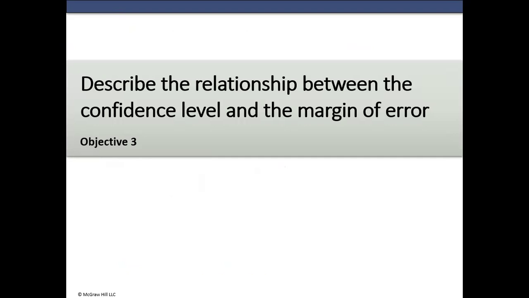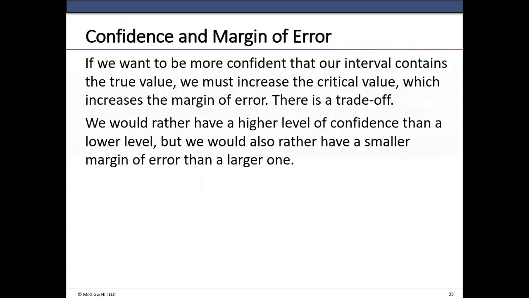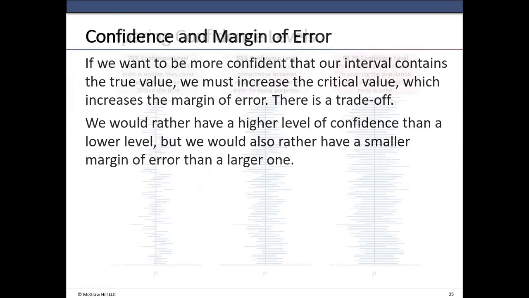Describe the relationship between confidence level and margin of error. So as we increase the confidence level, the margin of error increases. If you want to be more confident that our interval contains the true value, we must increase the critical value, which increases the margin of error. There is a trade-off. We would rather have a higher level of confidence than a lower level, but we would also rather have a smaller margin of error than a larger one.